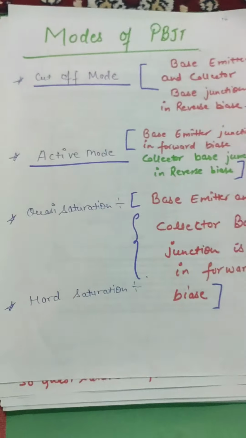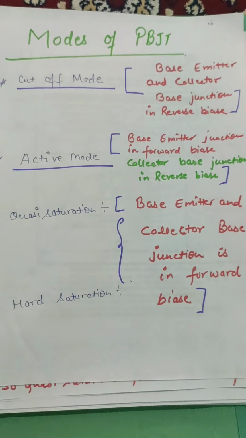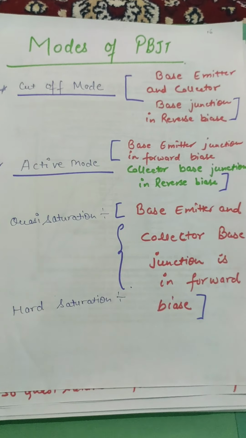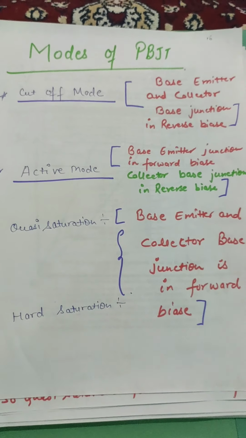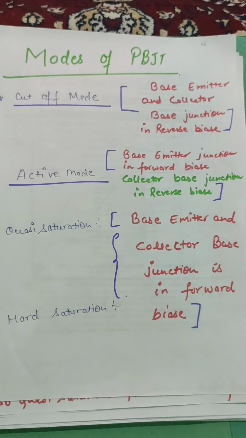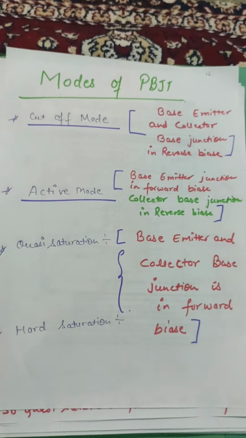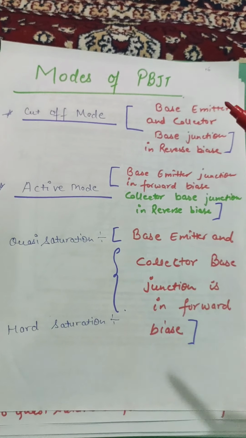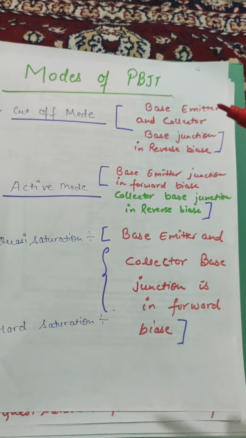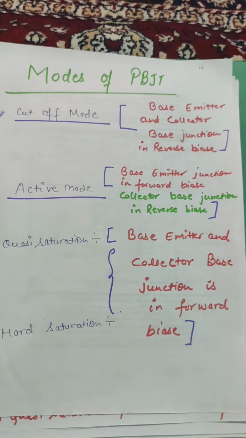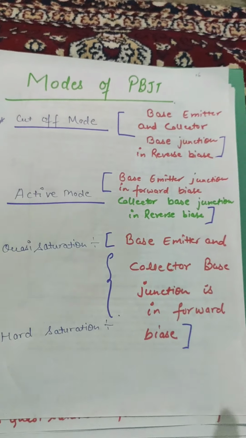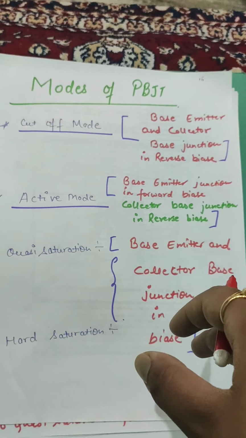The next topic is the modes of power BJT. Like a BJT, it also works in 3 modes: cutoff mode, active mode, and saturation mode. Another mode is the breakdown mode, which is not useful. So we can talk about these 3 regions or modes. Cutoff mode is when the base emitter and collector base junctions are reverse biased.